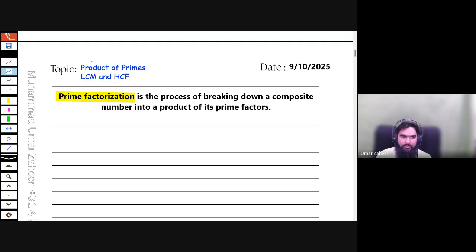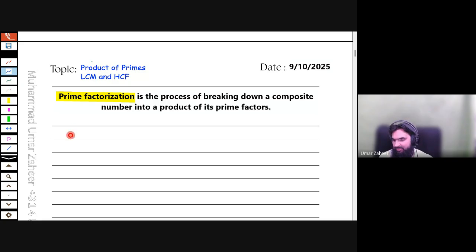Today we are going to talk about the prime product of primes, in other words, prime factorization. Prime factorization is basically a process in which we break down composite numbers. We know that prime numbers are numbers divisible only by themselves and one. They have exactly two divisors.